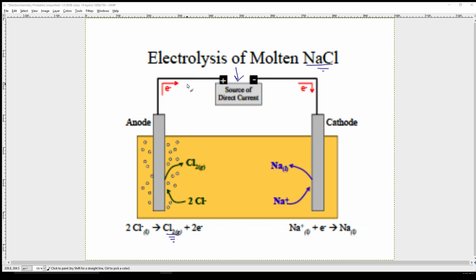And those electrons move through, and then they join up with the sodium here, and what it does is cause liquid sodium to show up. So we had sodium ions, they took on these electrons, they went, ooh, electrons for me? Sure, I'll take one. And then it leaves liquid sodium behind.